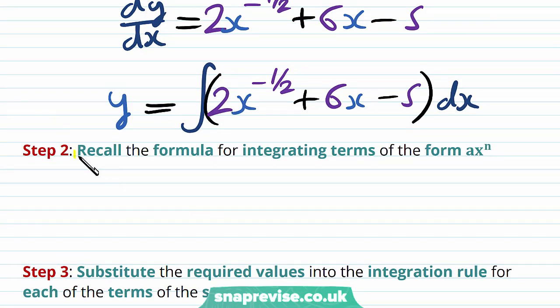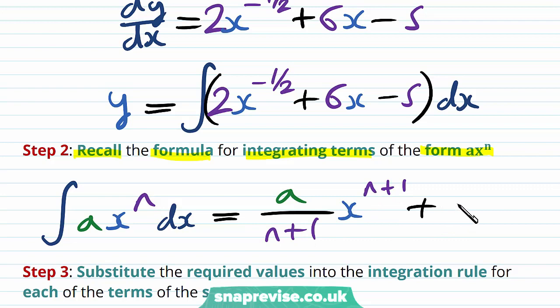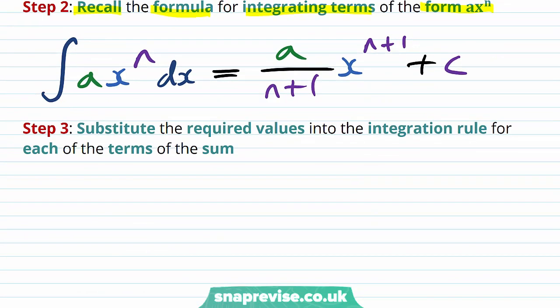Our second step is to recall the formula for integrating terms of the form ax to the power of n. Whenever we integrate ax to the power of n with respect to x, we get a divided by n plus 1 multiplied by x to the power of n plus 1. And of course we should not forget our plus c, the arbitrary constant of integration.